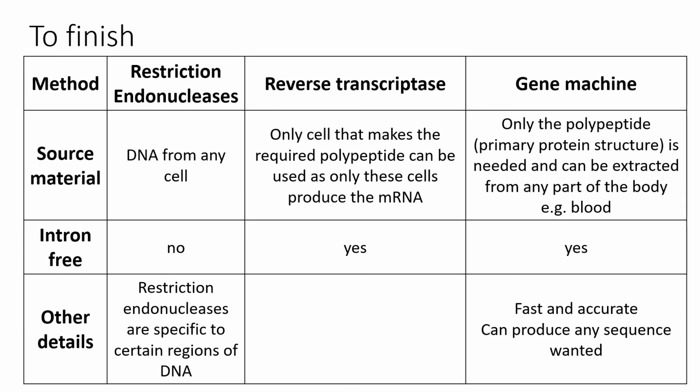There are a couple of other features to be aware of. Remember that restriction endonucleases are specific to certain regions of DNA, which is why they will cut at certain points. The gene machine is, of course, fast and accurate. It can produce any sequence you want. But we do have the issue of the degenerate code: even though we have the right sequence of amino acids, because each amino acid can have more than one DNA sequence coding for it, we may not actually have the exact same DNA sequence as the original organism. However, we do have a sequence that will produce the polypeptide we want.